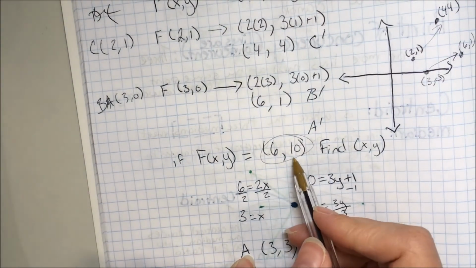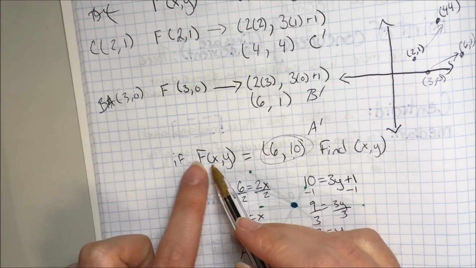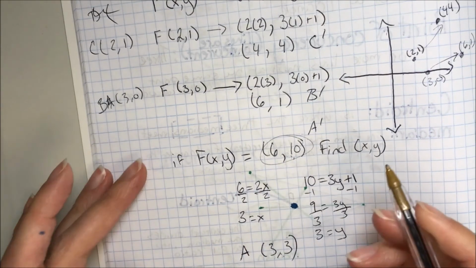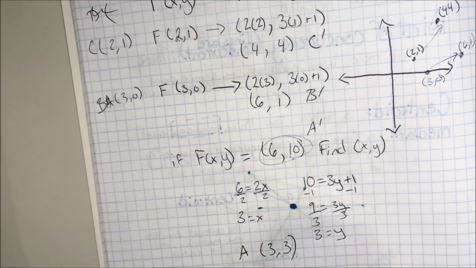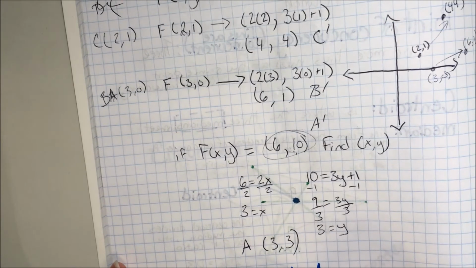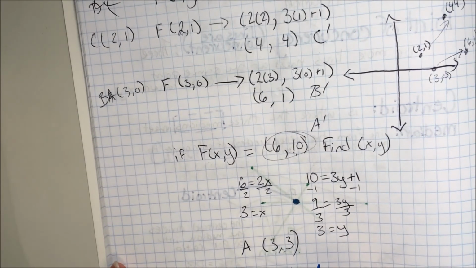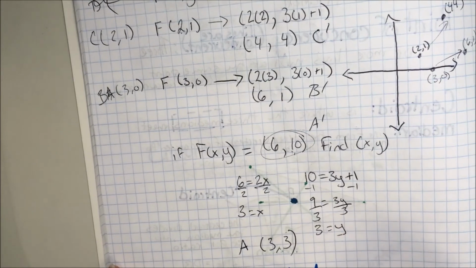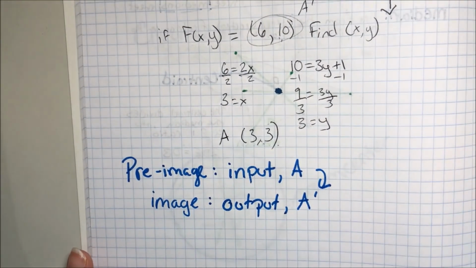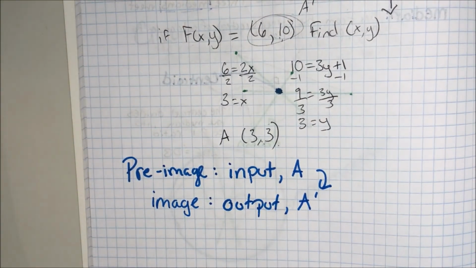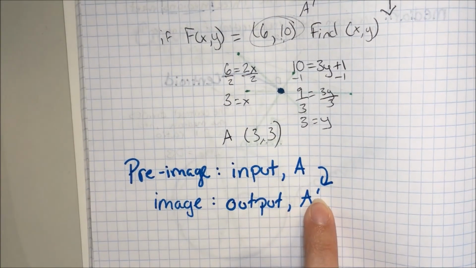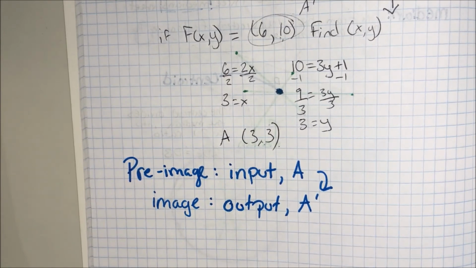And you're wondering, what was that, what you got out? Well, this is what I ended with. This is what f of x, y ended up being. And this is the input, 3, 3, to get this. Okay, so input is the pre-image. Okay? And the image is the output. And I call that A prime. That's what happened to A, my pre-image. So A, just the point itself, is the pre-image. That's what we put in. A prime, with that little mark at the top, that's my output. That's what we get out.